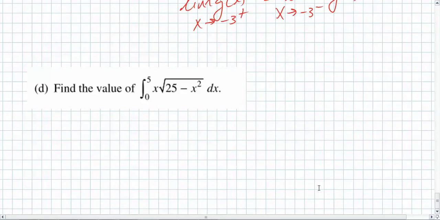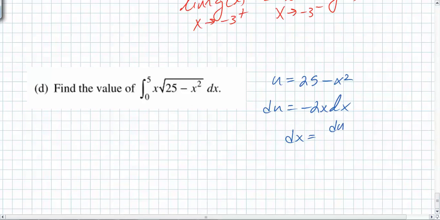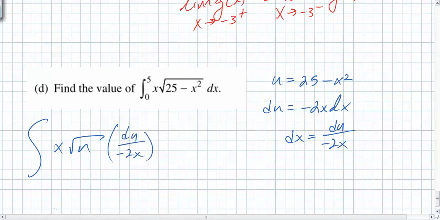This is the classic definition of a straightforward u-sub. U is equal to 25 minus x squared, so du is equal to negative 2x dx. So what does dx equal? Du over negative 2x. So now what do you do? Now you substitute it in. It's the integral of x times the square root of u. What's dx? Du over what?